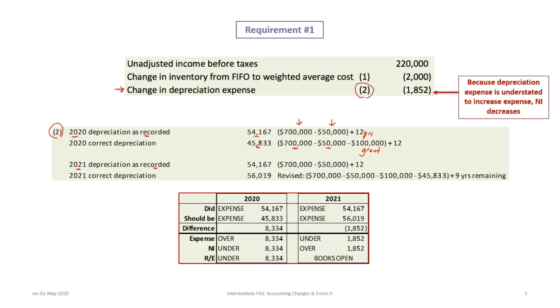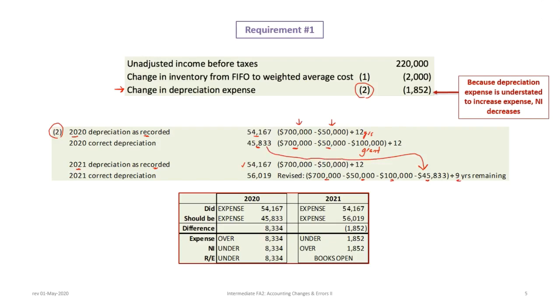What does this mean for us? The depreciation recorded in 2020 was $54,167, but the revised depreciation in 2021, because of the error, right? The books are open so we can fix it. We want to fix it this year. We would take our cost of $700,000 minus the residual of 50 minus the grant, and then subtract the depreciation as it should have been, this 45,833, and divide by 9 years remaining, because this is a change in the useful life.